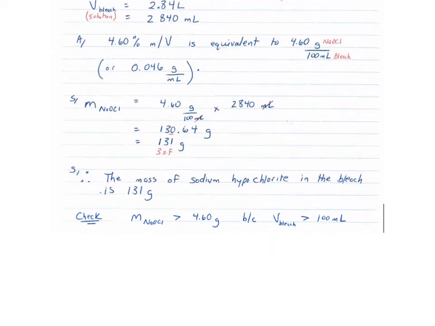And so we have our statement that summarizes the work that was done, and then a check. The check is to say that the mass of our solute should be greater than 4.60 grams, and it is. It's 131 grams, because the volume of bleach that we have is greater than 100 milliliters. Since we know that in every 100 milliliters there's 4.60 grams of the NaOCl, we should have more than that because we have more than 100 mils, i.e. we have 2,840 milliliters of the bleach.